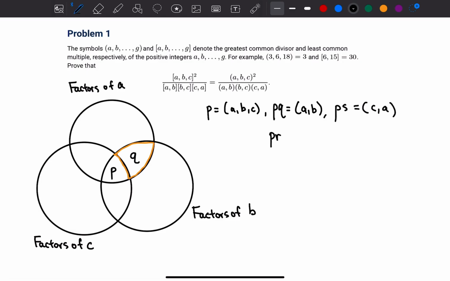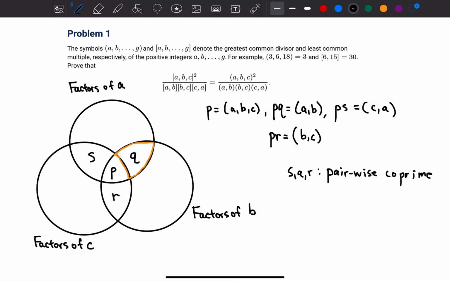Following the same logic, we can do the same for PS equals the GCD of C and A, and then PR equals the GCD of B and C. Now we add back to our Venn diagram, so S goes here, and R goes here. The next step is to show that S, Q, and R are pairwise coprime.